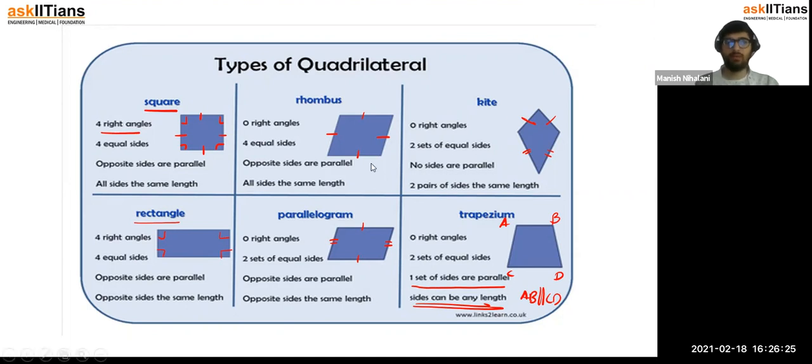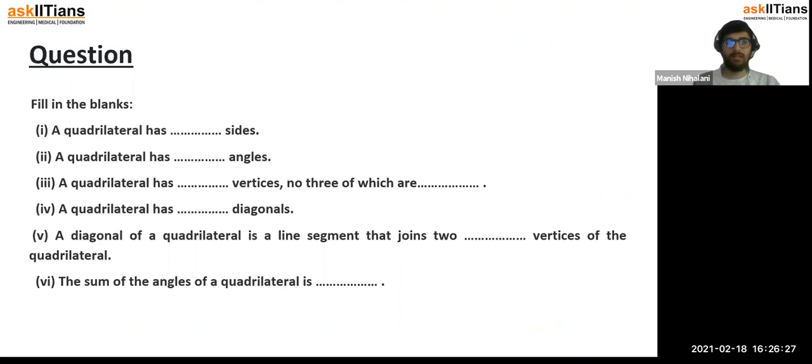So these are the different types of quadrilaterals, and let's try to solve a couple of questions based on this. It says a quadrilateral has dash sides. We had discussed in the last class that a quadrilateral means it has four sides, right? And a quadrilateral has four angles as well, right? And a quadrilateral has four vertices, no three of which are collinear, right? We will say that no three of which are on the same line. If the vertices are on the same line, it will not be a quadrilateral, it will become a triangle.